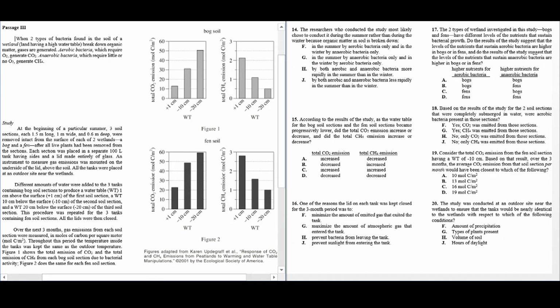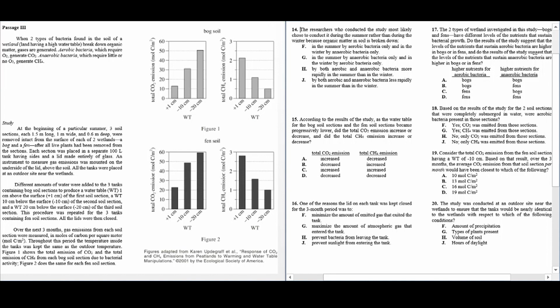When two types of bacteria found in the soil of a wetland, land having a high water table, break down organic matter, gases are generated. I also like to look at the graphs so that I know what sort of keywords to look for in the questions. In particular, I look at the titles, so we see the words bog and fen soil, and the axes, where we see WT, total CO2 emissions, and total CH4 emissions. Now I'm ready to jump into the questions.